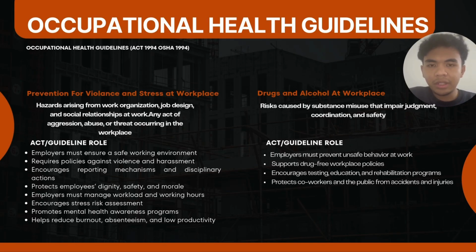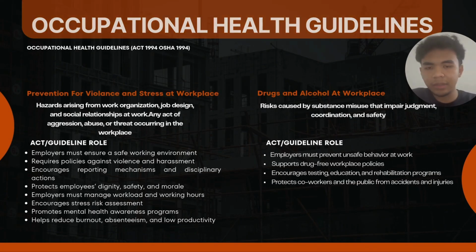For the next one, it is drugs and alcohol at the workplace. We can define this as risk caused by substance misuse that impairs judgment, coordination and safety. For the act and the guideline, the employer must prevent unsafe behavior at work, support drug-free working policies, encourage testing, education and rehabilitation programs, and protect co-workers and the public from accidents and injuries.